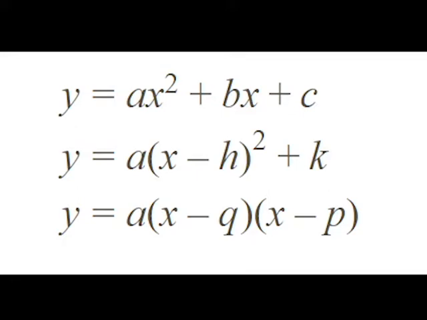The three equations that create a parabola are the standard form, vertex form, and intercept form. The standard form is y equals ax squared plus bx plus c, where x and y are the coordinates, and c is the y-intercept of the graph. The vertex form is y equals a(x minus h) squared plus k, where h and k are the x and y of the maximum or minimum point. And the intercept form is y equals a(x minus q)(x minus p).